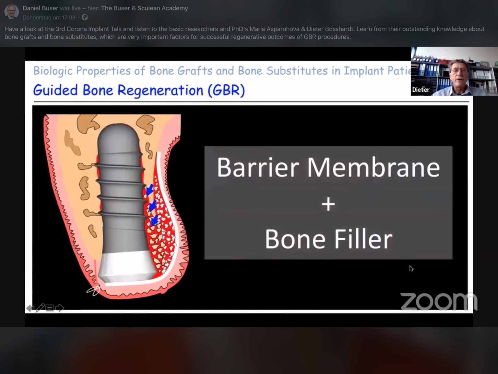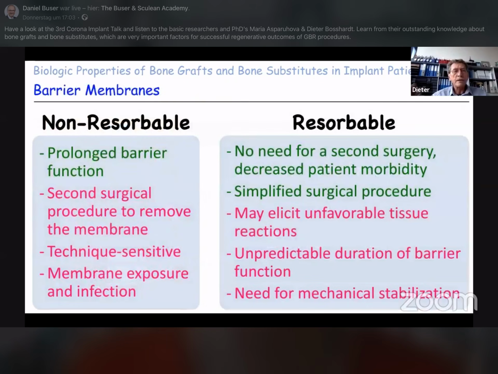Very often, if it's not a huge bone defect, a GBR procedure can do the job. What is absolutely necessary in a GBR procedure is the use of a barrier membrane. Normally a bone filler is also used underneath the membrane, and the bone filler has several functions, which I will list in a minute. Now, just a few words on the barrier membranes. The topic here is not barrier membranes, it's the bone fillers, autogenous bone and bone substitutes.